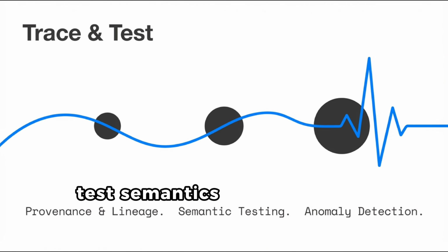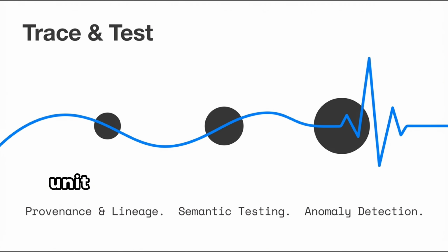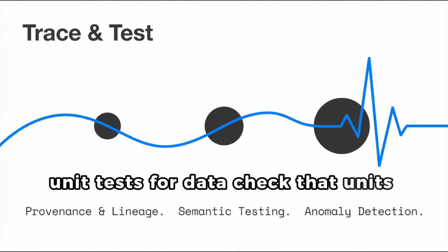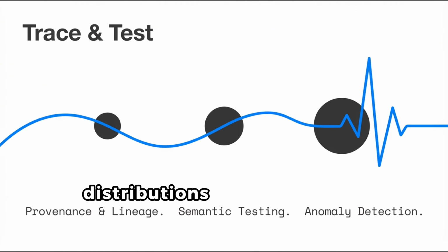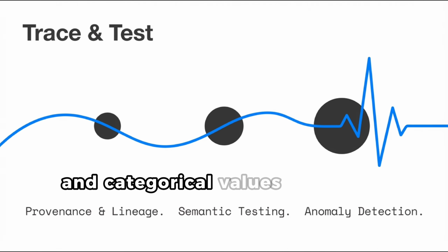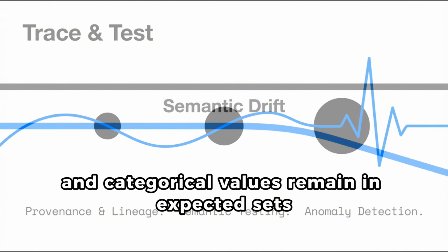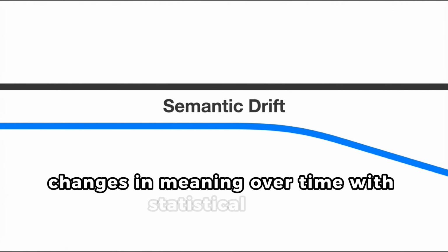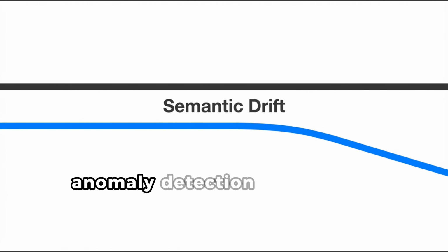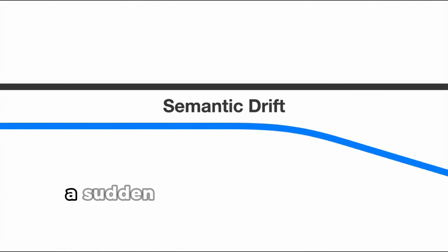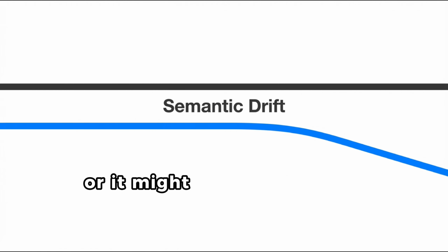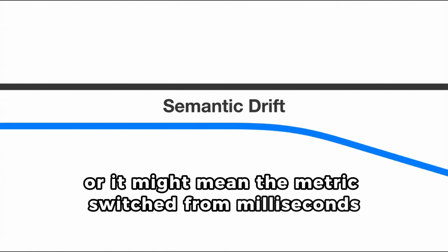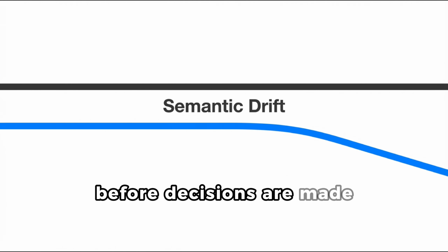Test semantics, not just syntax. Unit tests for data. Check that units haven't changed, distributions look consistent, and categorical values remain in expected sets. Monitor for semantic drift, changes in meaning over time, with statistical tests, anomaly detection, and human review. A sudden spike in response time might mean a code regression, or it might mean the metric switched from milliseconds to seconds. Tests help you catch the latter before decisions are made.